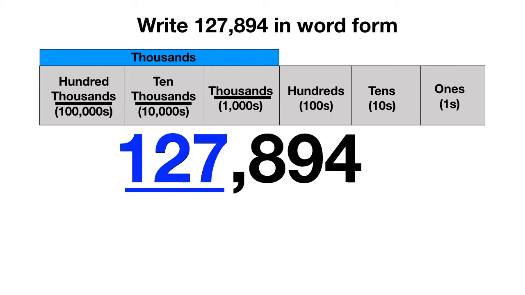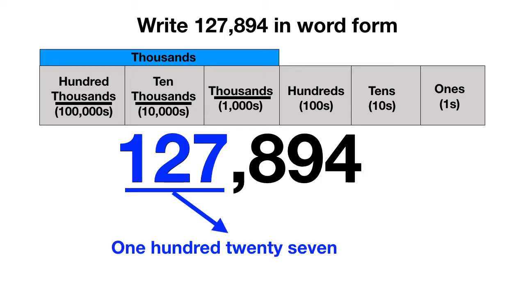In word form, we'll write all three of these numbers together because they're part of the same family. We can write them as 127 and then the name of their family, the thousands, so 127,000. Next, we keep moving.